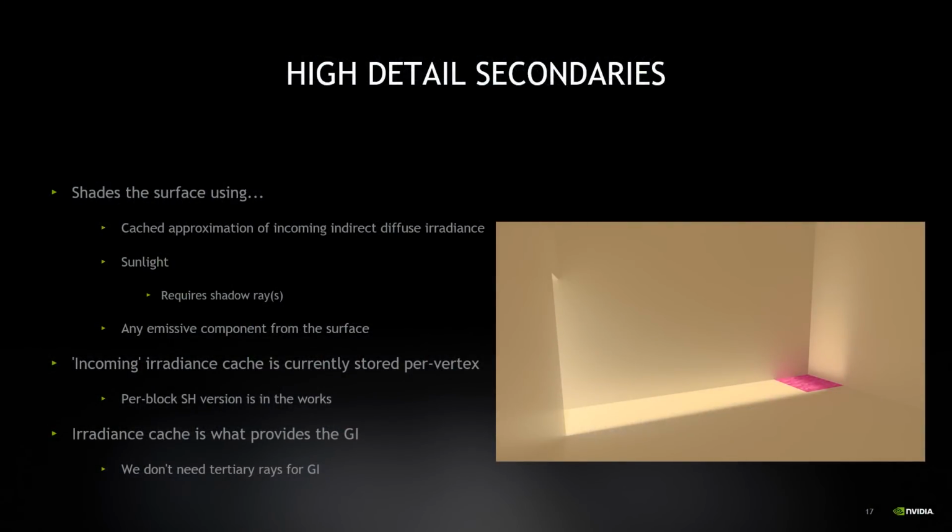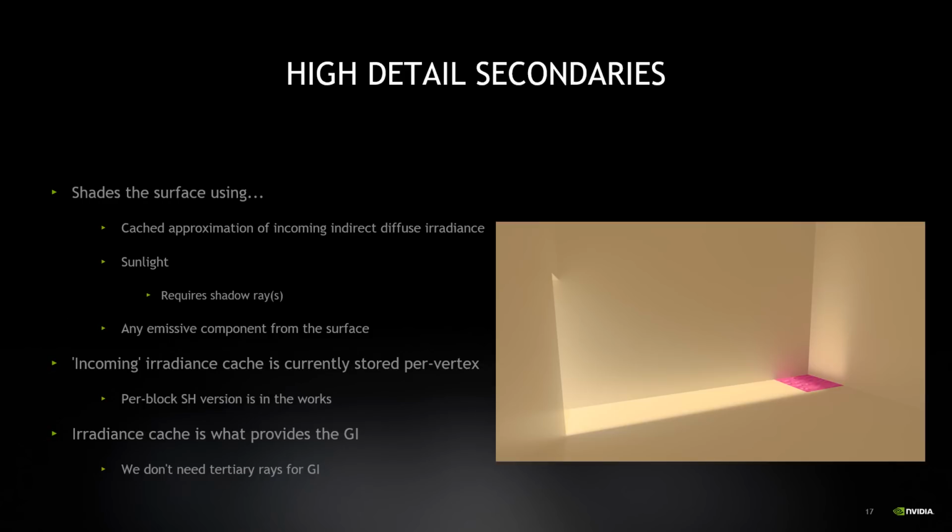To shade a surface using our high detail method takes three parts. There is the cached approximation of incoming indirect diffuse irradiance. There's sunlight, and that requires shooting a shadow ray, and there is any emissive component from the surface itself, like glowstone.